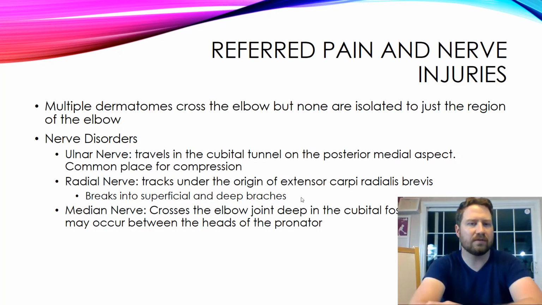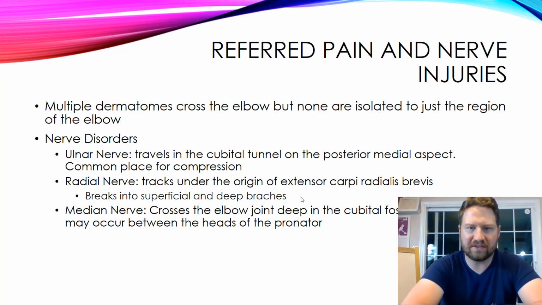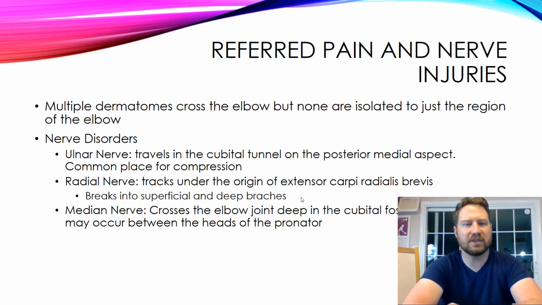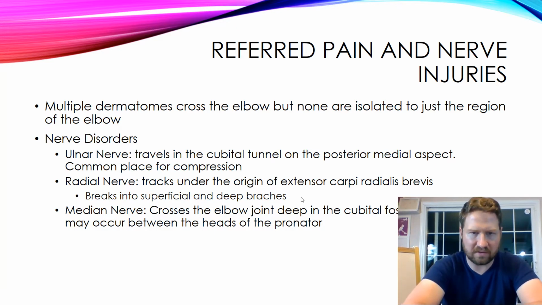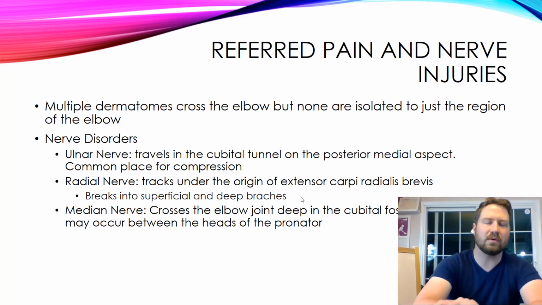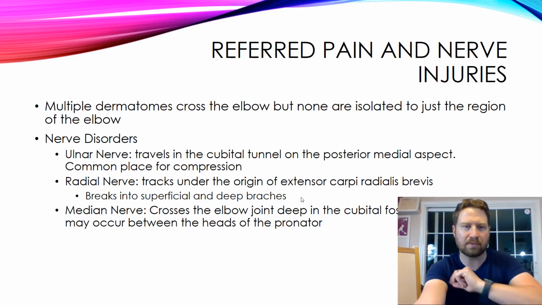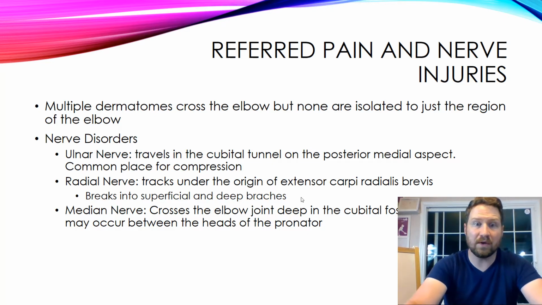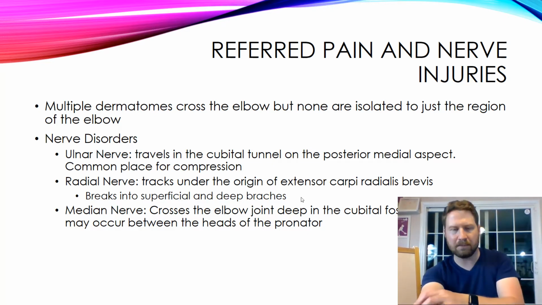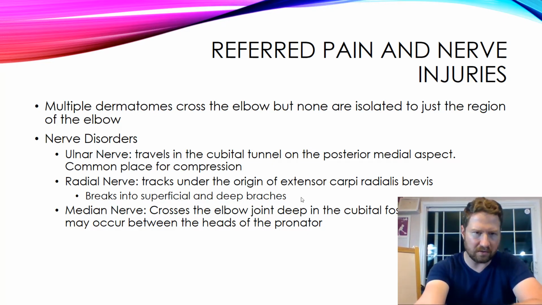Okay, radial nerve tracks under the origin of the extensor carpi radialis brevis, and then it breaks into superficial and deep branches. And that median nerve crosses the elbow joint in the cubital fossa. Okay, and entrapment may occur between the heads of the pronator. So either it's going to go underneath the pronator, or it can actually split the pronator depending on what your genetic makeup is, and it can be entrapped in either of those areas.